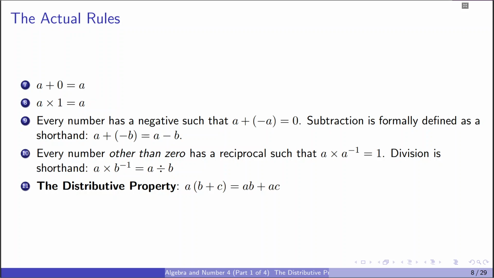Now, these 11 rules actually define what we call an algebraic field. Rules 12 and 13 will narrow things down specifically so that we are dealing with the set of real numbers that was defined in an earlier lesson.